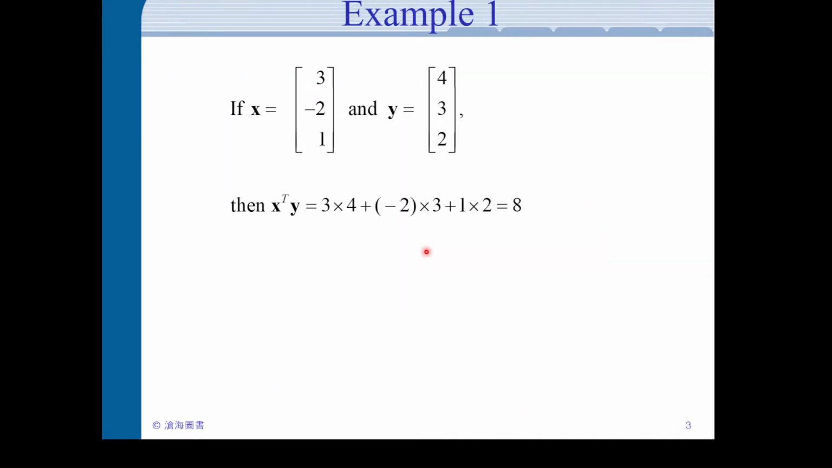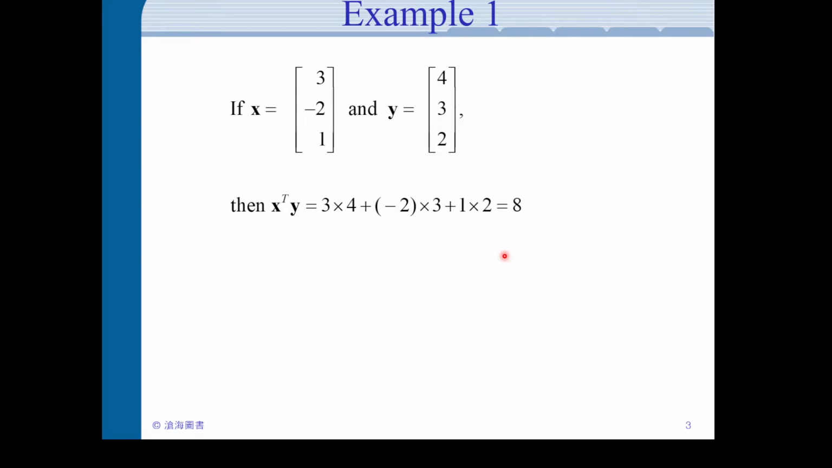Let's see some examples. This is quite straightforward. You have x and y. x is 3, minus 2, 1. y is 4, 3, 2. When you do the scalar product, you just multiply each dimension together and add them together. So you have 3 times 4 plus minus 2 times 3 plus 1 times 2, so it's 12 minus 6 plus 2, and it's 8. It should be quite straightforward.